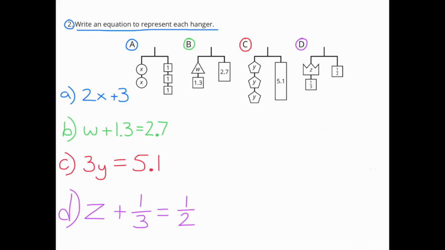Number 2. Write an equation to represent each hanger. A. 2x plus 3, or 2 times x plus 3. B. W plus 1 3/10 equals 2 7/10. C. 3y equals 5 1/10, or 3 times y equals 5 1/10. D. Z plus 1/3 equals 1/2.